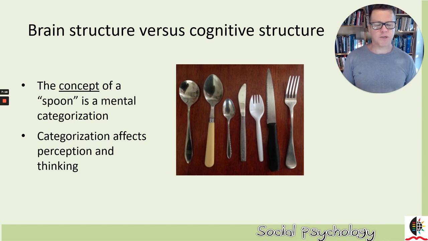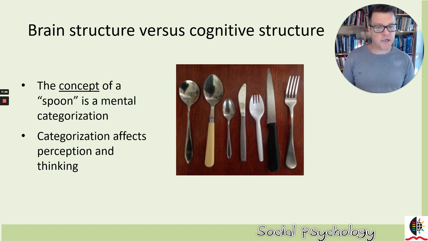The concept of a spoon. If you take a look at those objects in the photograph, clearly the first one is a spoon, the second one is a spoon, the third one's a spoon, the fourth one is a knife. But what is the next one? I don't know if you've ever eaten Chinese takeaway with an object like that. It's a fork and a spoon together. So it defies the category.